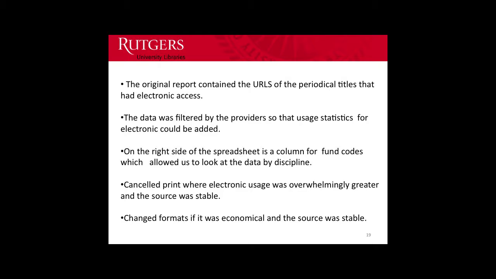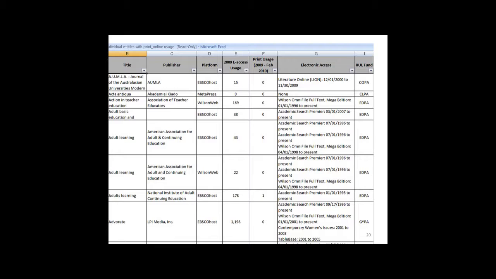What the outcome of doing that comparison was that we canceled print where electronic usage was overwhelmingly greater and the source was stable. And we changed formats. We moved to online if it was economical and the source was stable. So this is a look at the spreadsheet now with the title. And this means we have it in print and we have it in an electronic format. Usage in the electronic usage as well as print usage.